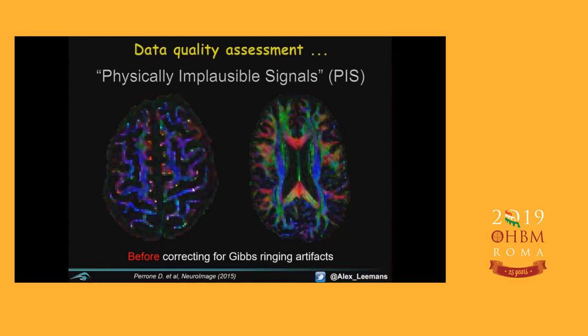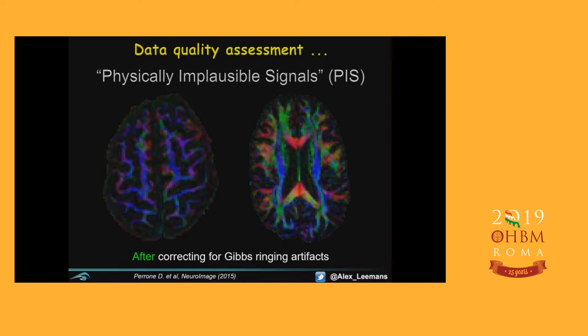So this is before correcting. I'll just show you after correcting first, before I explain how I do it. Before, after. As you can appreciate, after correction these speckles go away, and I'm minimizing the effect of smoothing across boundaries, right?